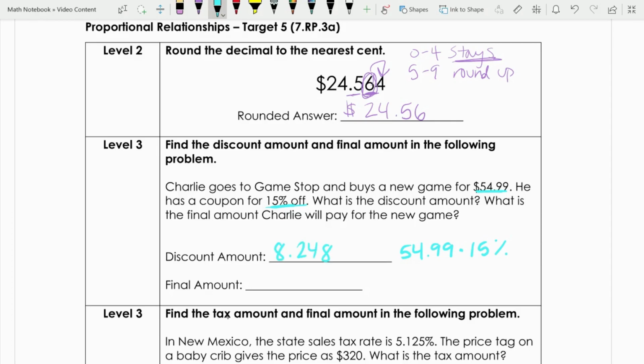Okay. But we want, again, to round to the nearest cent. So we look behind it. 8 is in this category, so that means we round up. So your discount amount is $8.25. So to find our final amount, discount means that we subtract. So we're going to take $54.99 minus $8.25, and you get $46.79. So that's how we find discount.